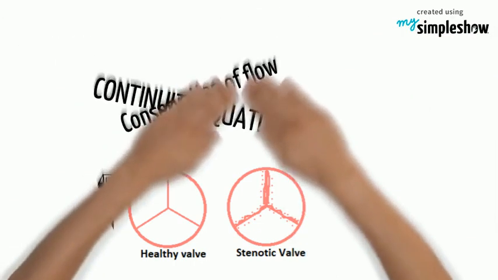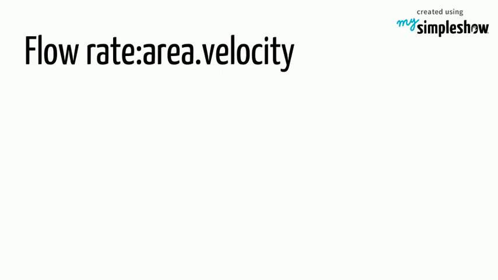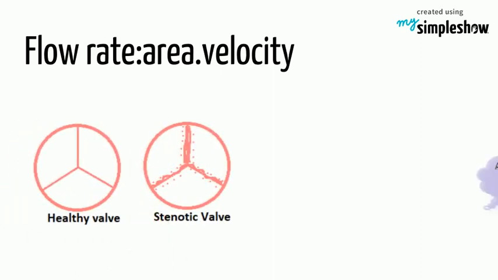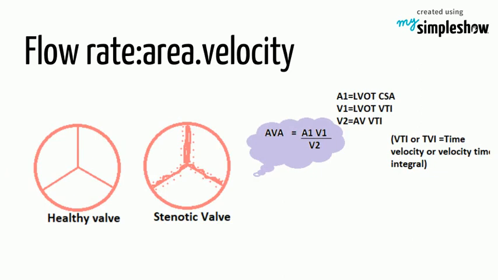The flow rate is the product of the area and the velocity or TVI of flow. A stenotic or regurgitant orifice area can be calculated from measurements of flow and flow velocity.